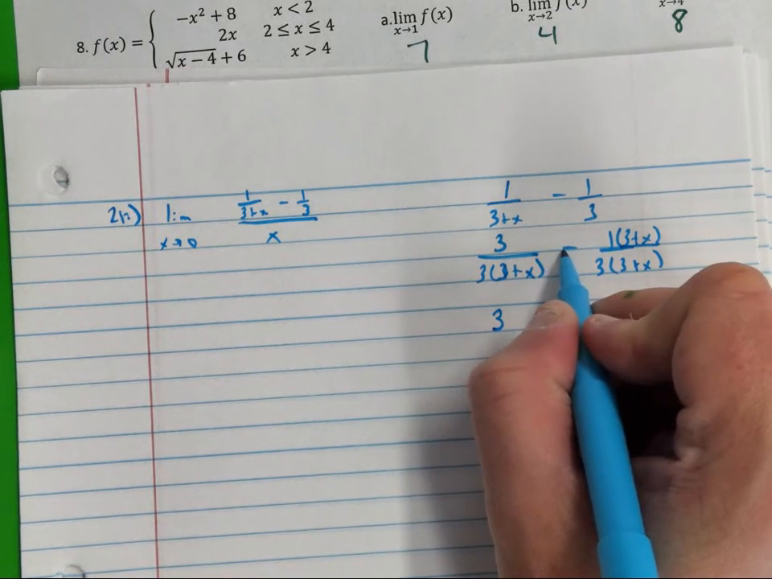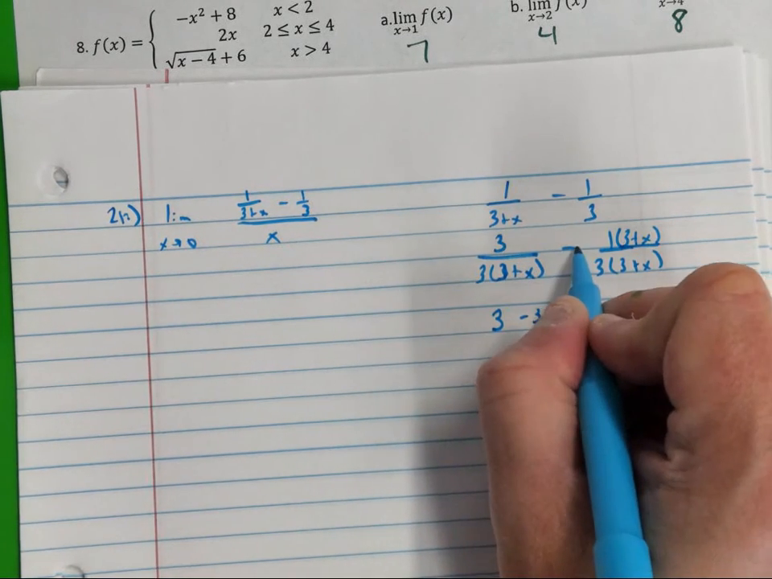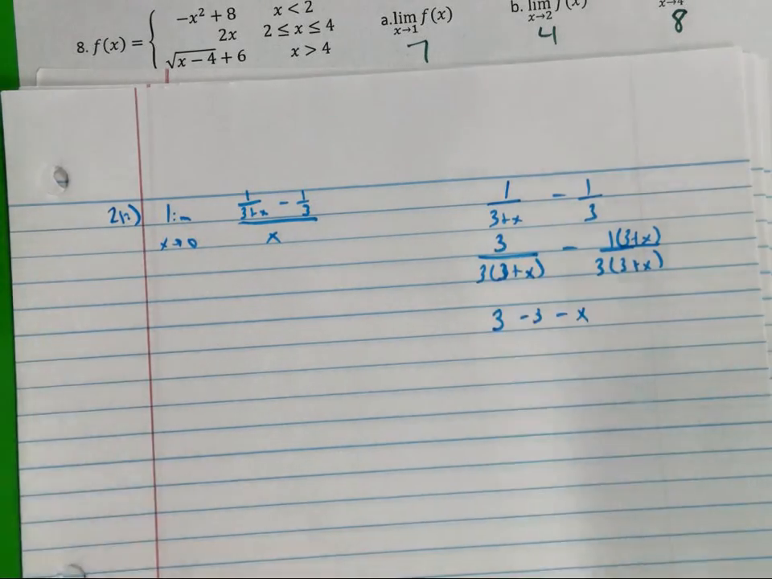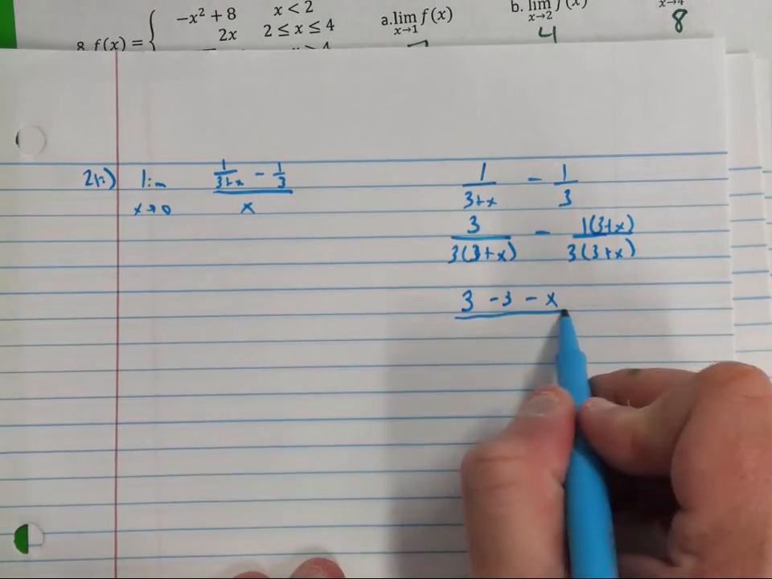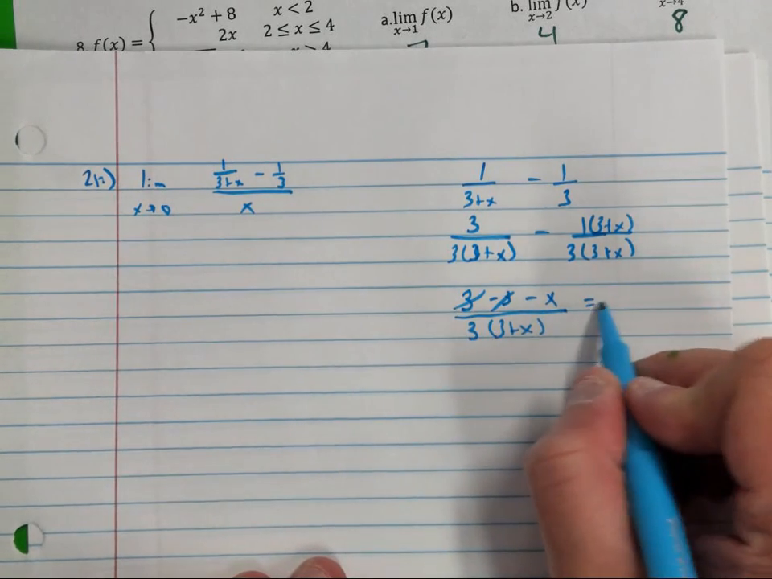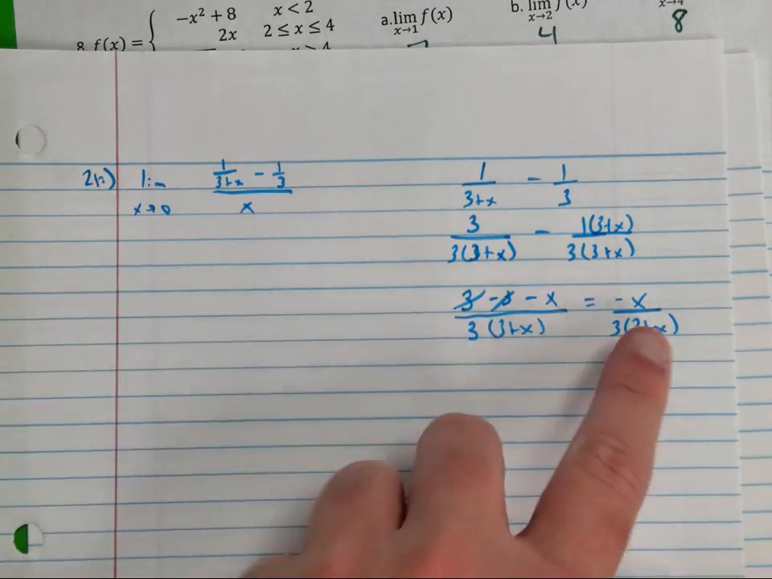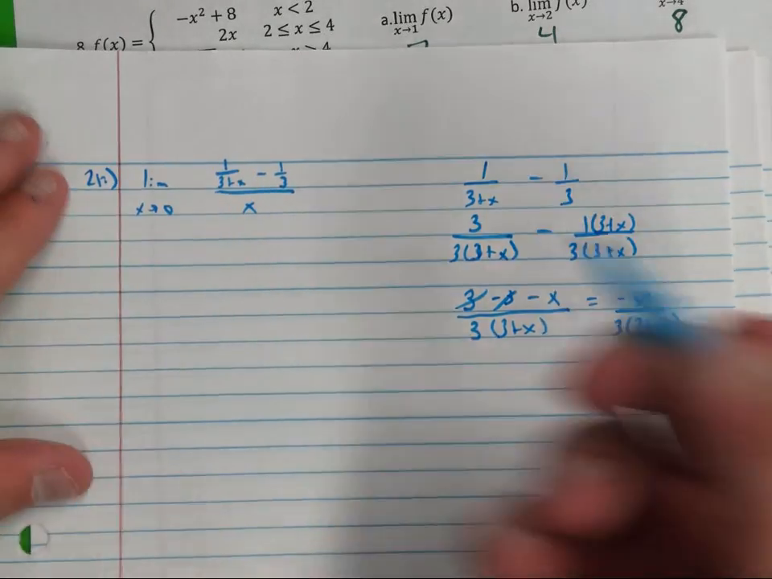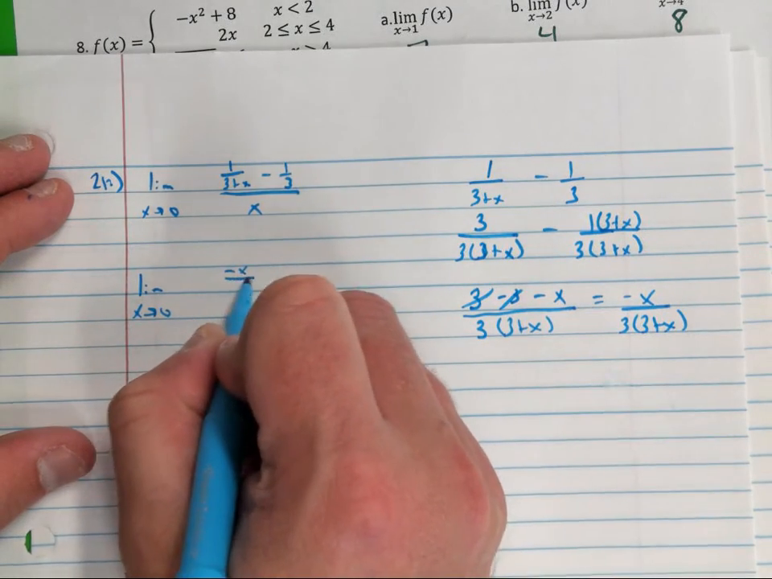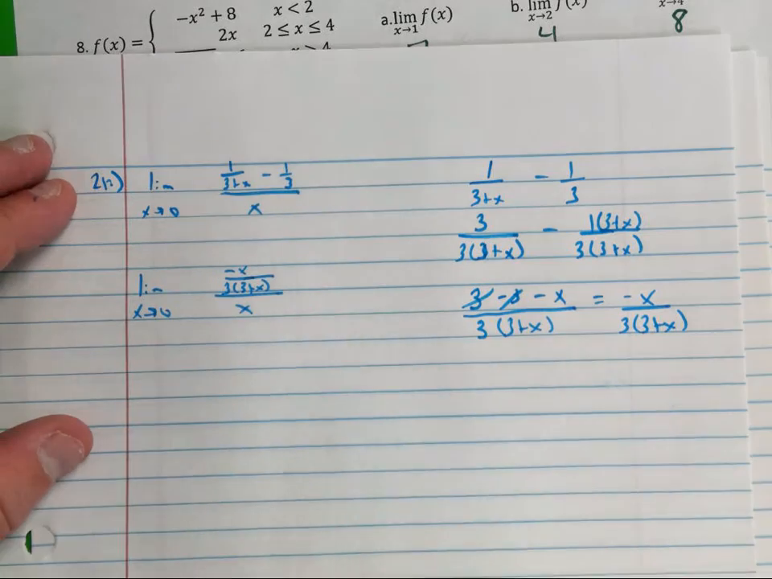That's a negative, isn't it? You see that? That's going to be negative 1 times 3 is negative 3. Negative 1 times x is negative x. I distributed this negative 1 right there. All over 3 times 3 plus x. Well, they just cancel out, leaving negative x over 3 times 3 plus x. So that is what I'm going to put in place of this. So the limit as x goes to 0 of negative x over 3 times 3 plus x all over x.